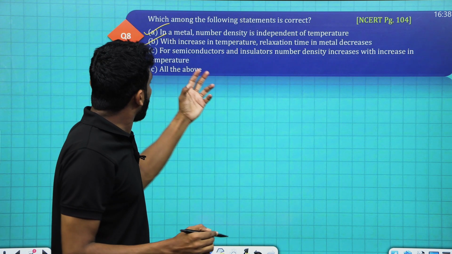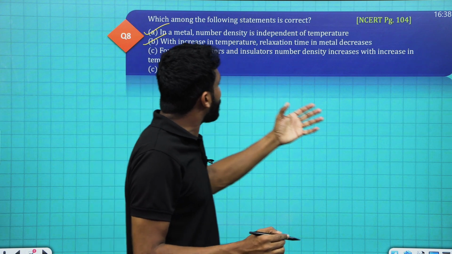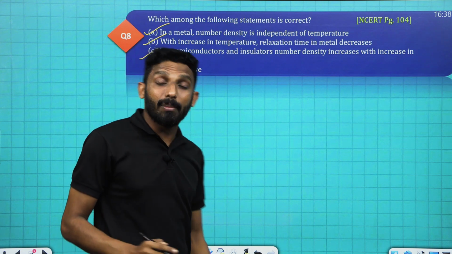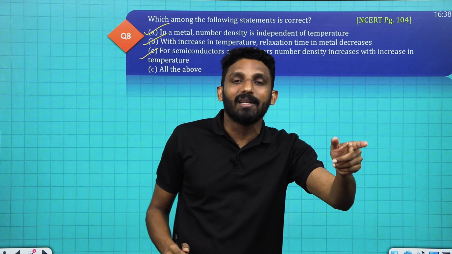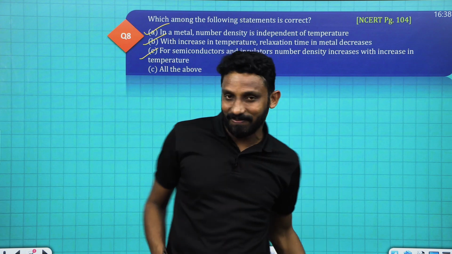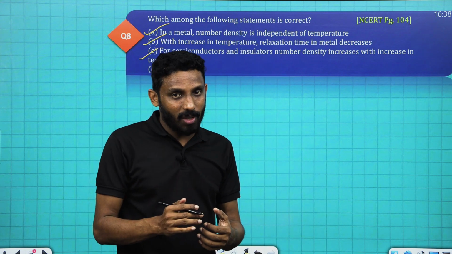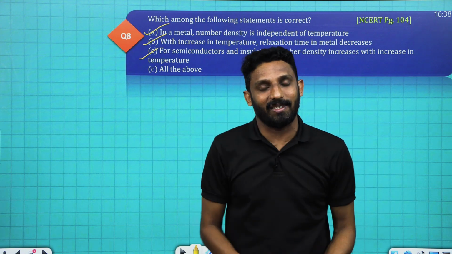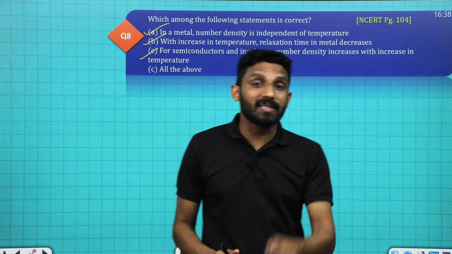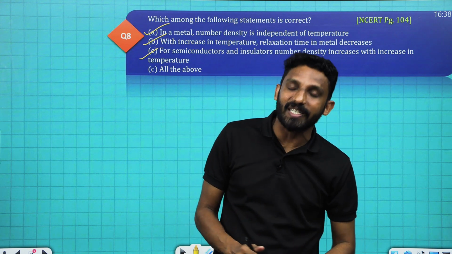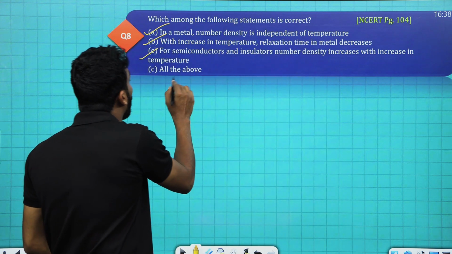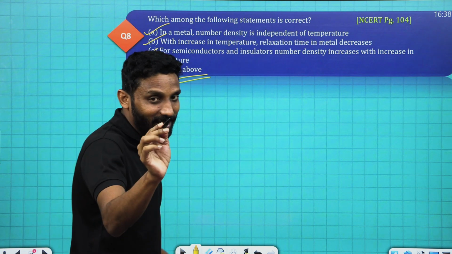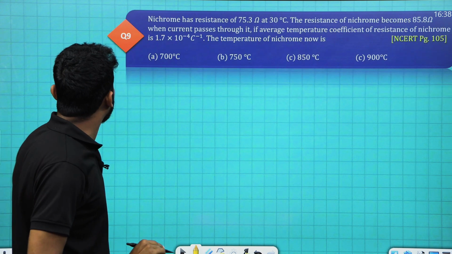Then the third one: for semiconductors and insulators, number density increases with increase in temperature. That is why in the case of semiconductors, when temperature increases, conductivity also increases. We studied it. Why? Because there is an increase in the number density of the charge carriers. So all the above statements are correct, and our answer is option D. Moving to the next question.